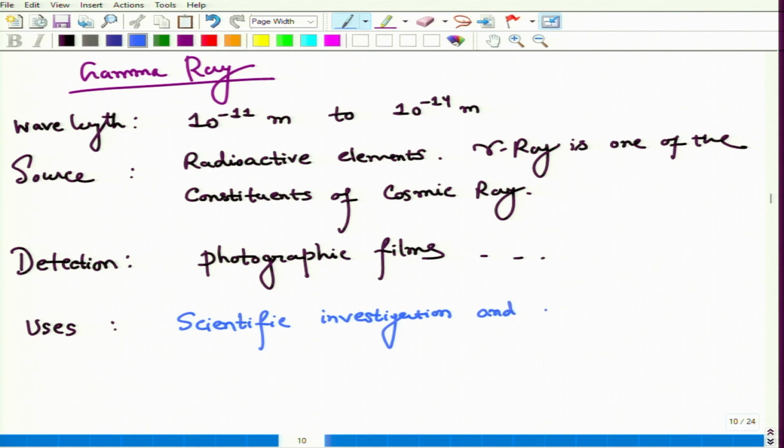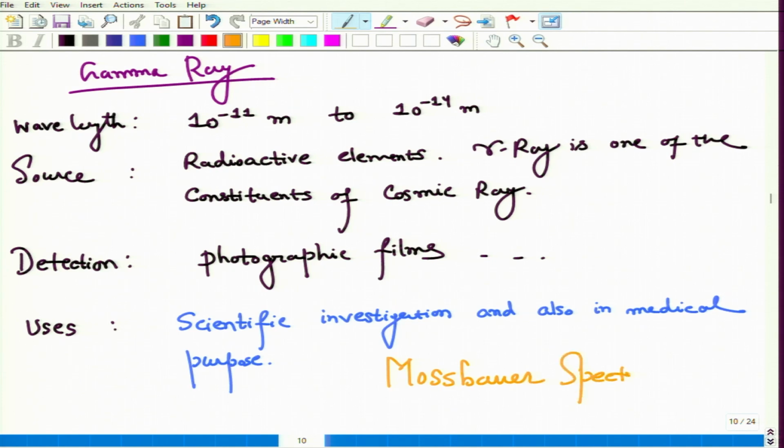And the spectroscopy. Mossberg spectroscopy. In Mossberg spectroscopy it is used. I am not sure about the spelling, but it is Mossberg spectroscopy. Okay, this is the gamma ray.